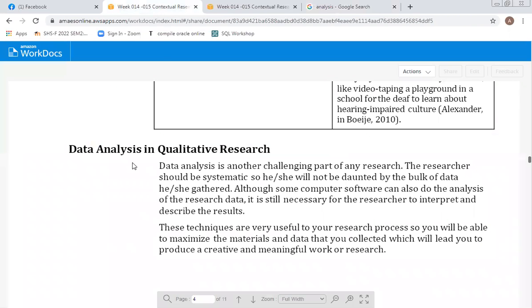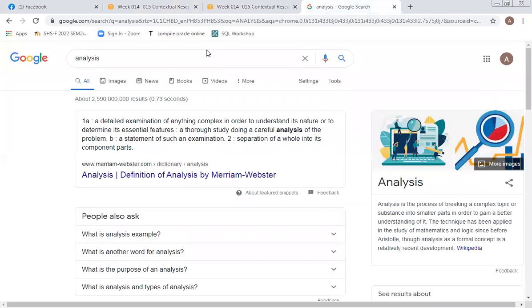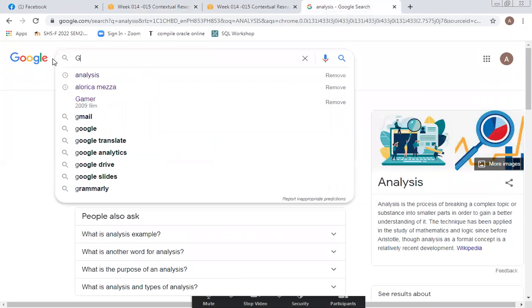Okay? So, data analysis is another challenging part of any research. The researcher should be systematic so he or she will not be daunted by the bulk of data he or she gathered. Although some computer software can also do the analysis of the research data, it is still necessary for the researcher to interpret and describe the result. Okay, there are computer softwares that can analyze information, that can analyze data. For example, let's have Grammarly.